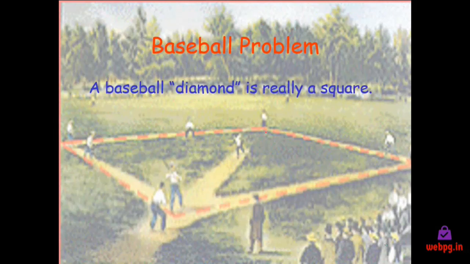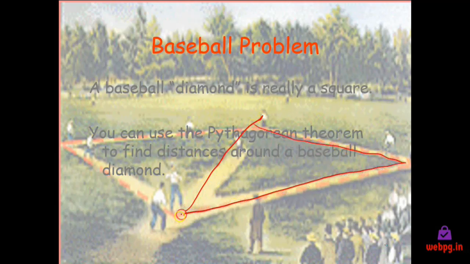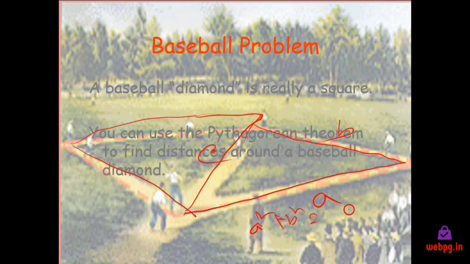A baseball diamond is a square, right? A baseball diamond is really a square. Now you can use the Pythagoras theorem to find the distance around a baseball diamond. If you see this image, it almost looks like a right angle, and it's a square. So we can find the area if we know this side and this side, and if we add their squares, then we get c square, right? So this is the value.